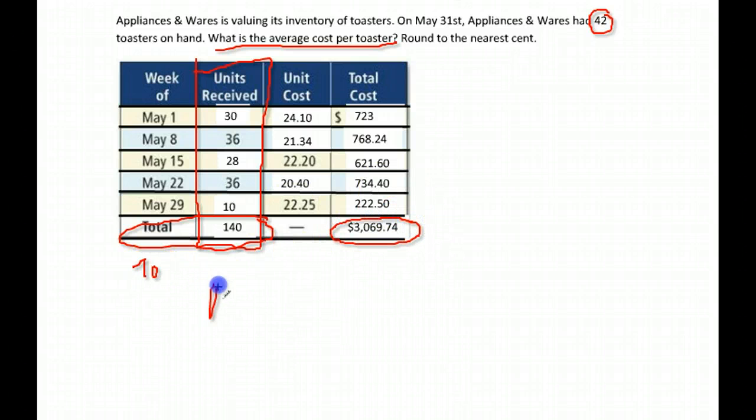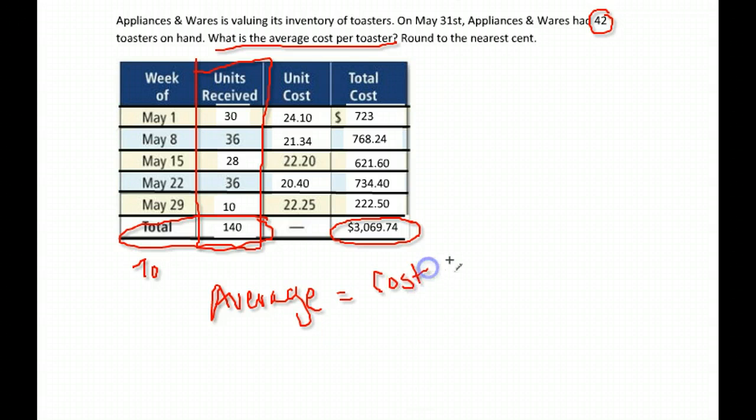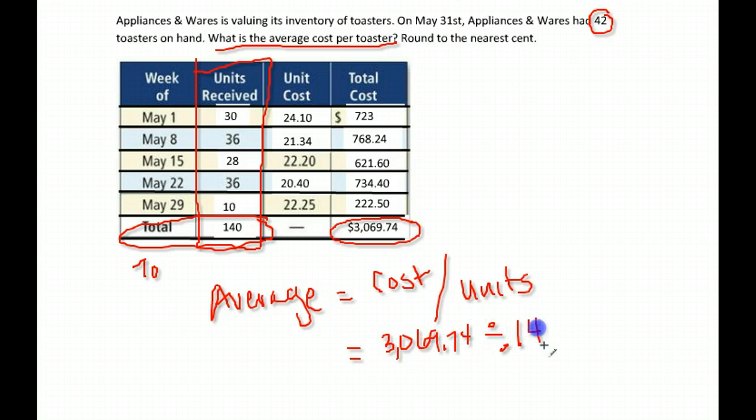Okay, so to find the average, you take the total cost divided by the total units. Okay, so the dollars divided by the number of items. So we had a total of $3,069.74. We're going to divide that by 140 toasters. We get 21.92671429. Again, just leave that in your calculator.